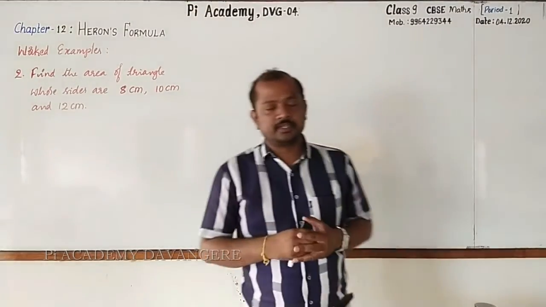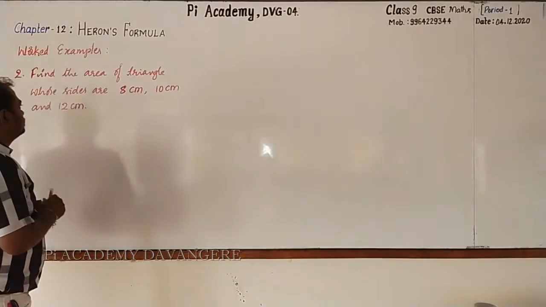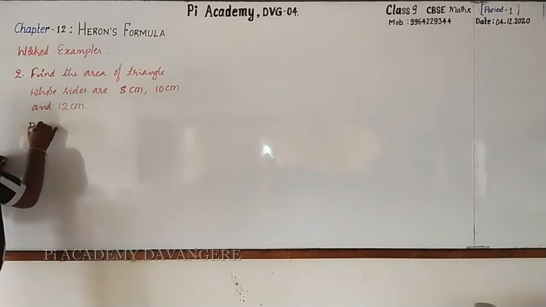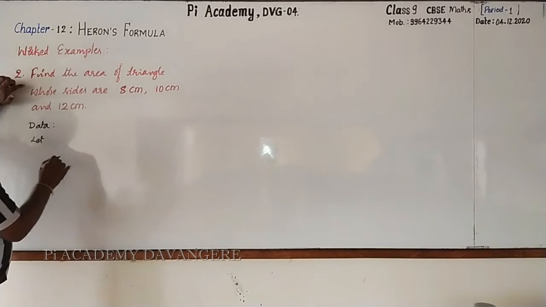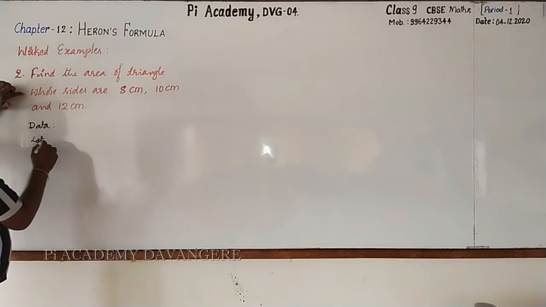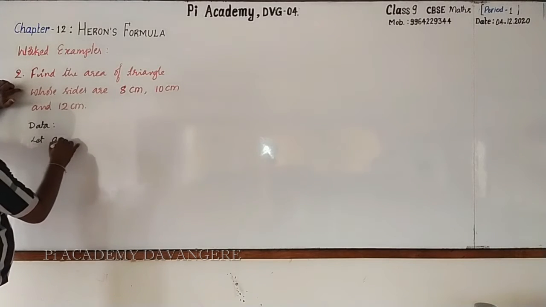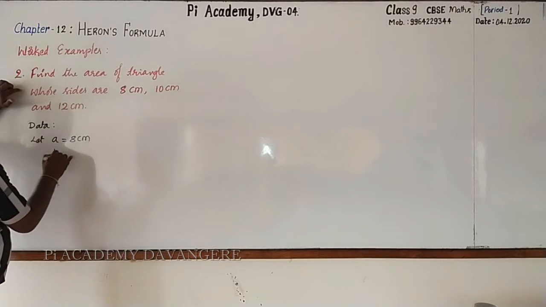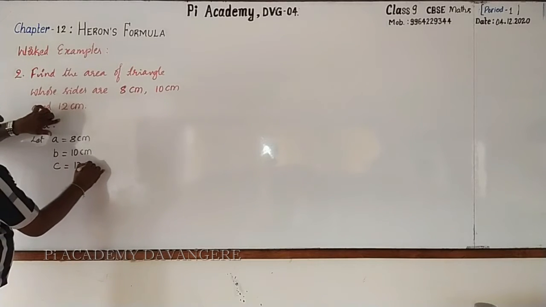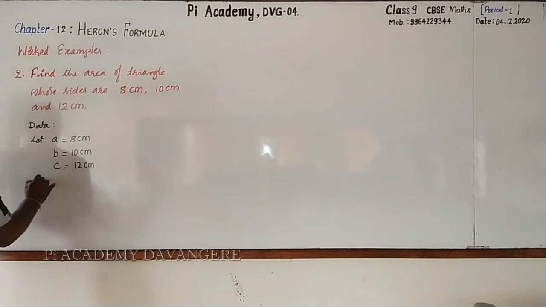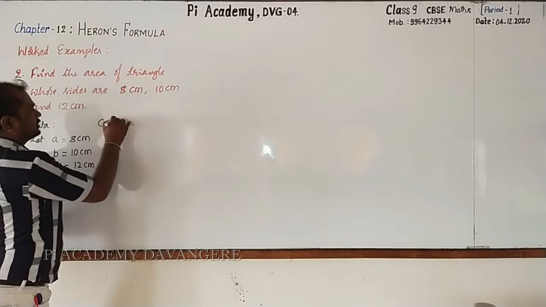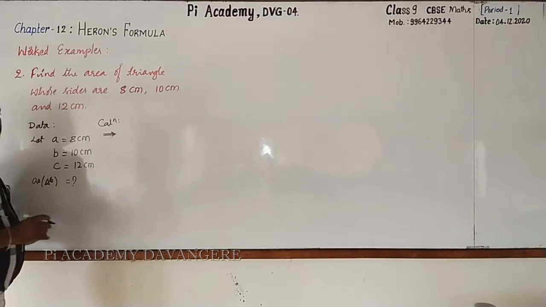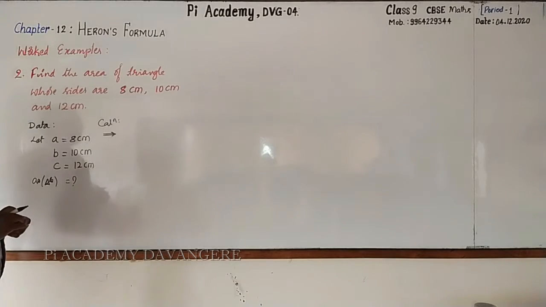Hope that you all have finished it, right? Okay, now just observe the board and you should also cross check with my writing. Here, I'll take the sides of a triangle as A, B and C, where A is 8 centimeter, B is 10 centimeter, C is 12 centimeter. You are going to find out area of triangle? Next, calculation. In the calculation, the first part is you should find out semi-perimeter, right?